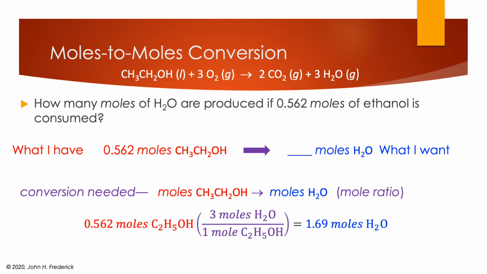So when I write this out, I start with 0.562 moles of ethanol. That's what I was given. The conversion factor is going to convert from moles of ethanol to moles of water, so it's going to have to be moles of water divided by moles of ethanol. I look at the balanced chemical equation and I see the number in front of the water is 3, and the number in front of the ethanol, it doesn't actually have a number, so it's 1. So that ratio is going to be 3 to 1. When I plug that in and multiply it out, I'll get 1.69 moles of water. So that should be the answer you get. Okay, notice that the conversion factor here, the only one we have, is the mole ratio.